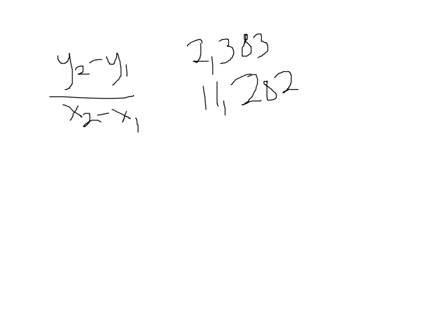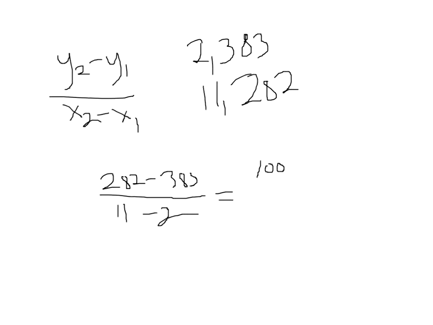Okay, so we can use that and then calculate the slope. I can say 282 minus 383 over 11 minus 2, and I get negative 100 over 9. So then I have my slope, and I want my calculator to figure the rest of it out, because now I have a point, I have a slope, and I also can pick one of these points.